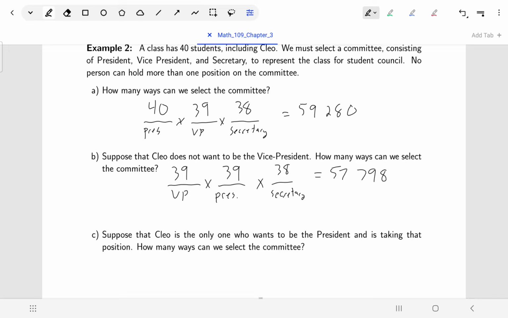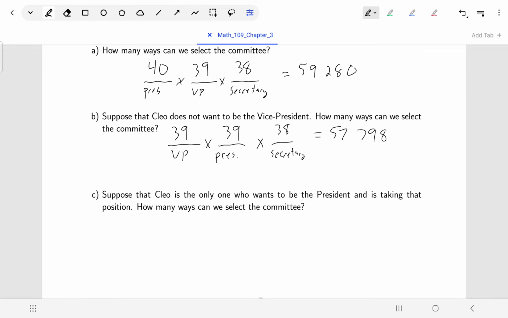The last one for part C is Cleo desperately wants to be the president, and she is taking that role. Nobody else wants to be the president. So how many ways can we select our committee? So in this case, the restriction is on the presidency. So I'll have that be dealt with first. Vice president and secretary, I'll deal with those last.